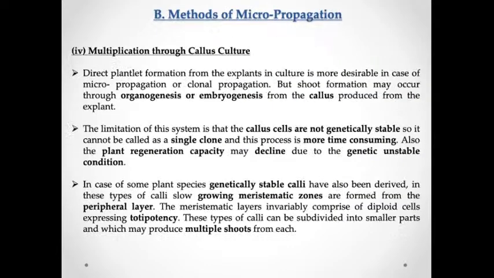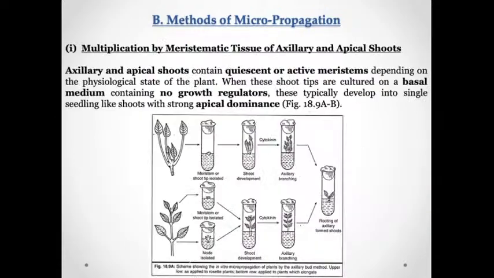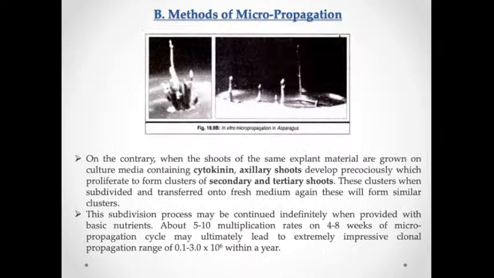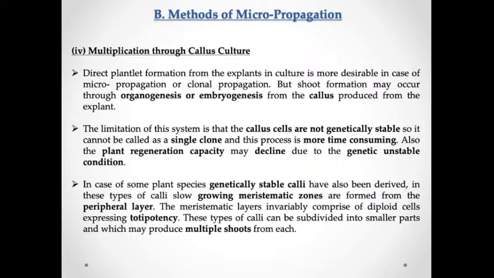So we are done with the various methods. First was the axillary bud, then the adventitious shoots, then the adventitious embryo formation, and then the fourth was the callus culture.